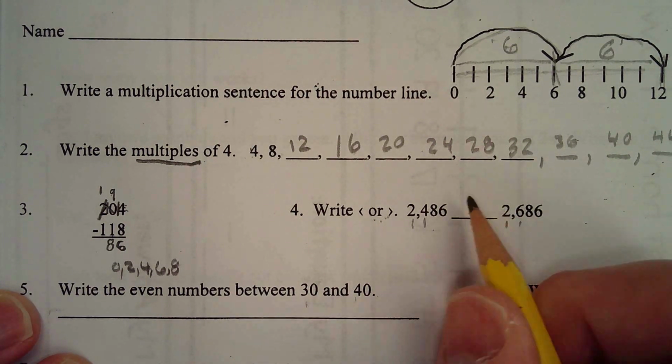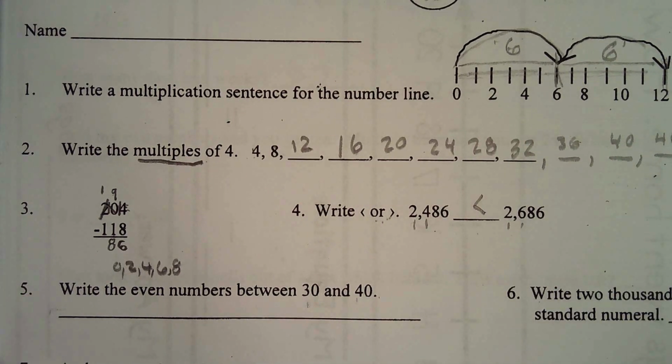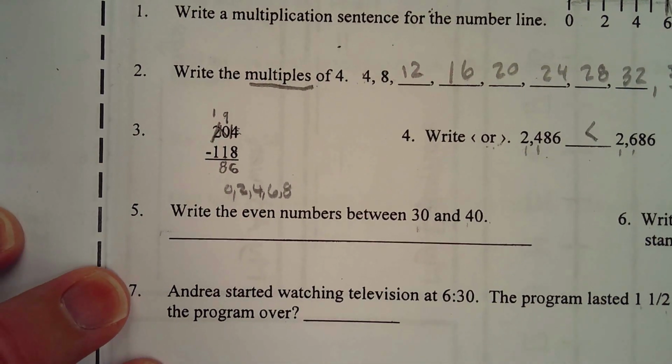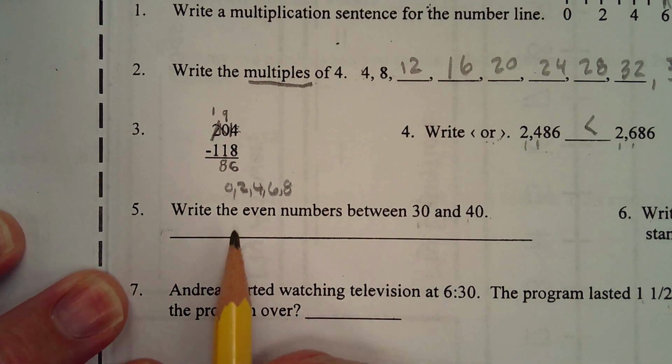Writing greater than or less than, let's see, 2,000, 2,000 tied. 400, 600, whoop, there we go. 2,686 is larger.